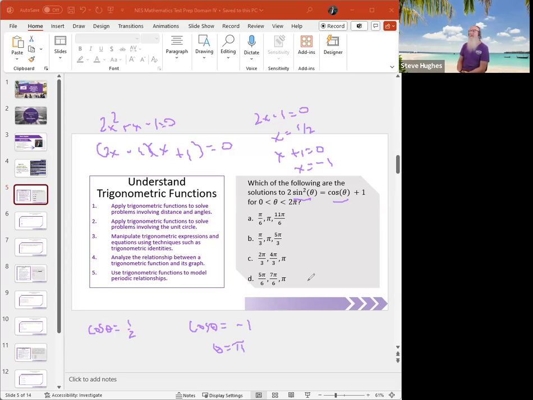What about cosine theta equals 1/2? First of all, it's positive. Therefore, it must be in the first and fourth quadrants. It must be positive.